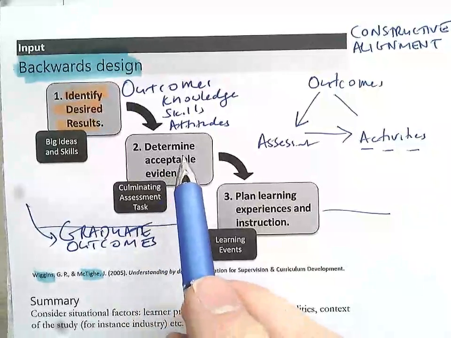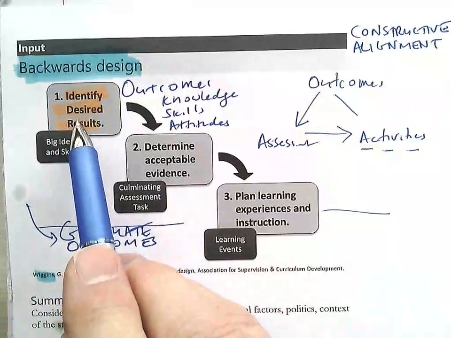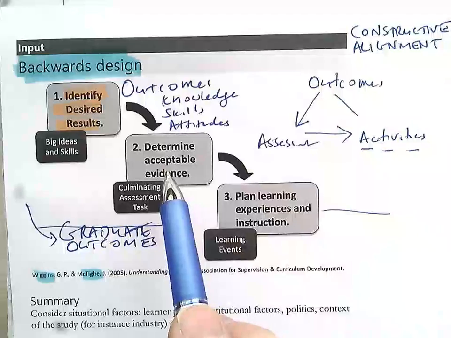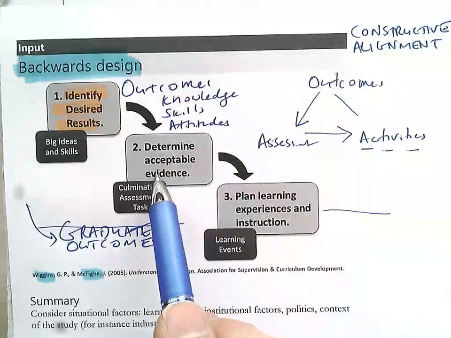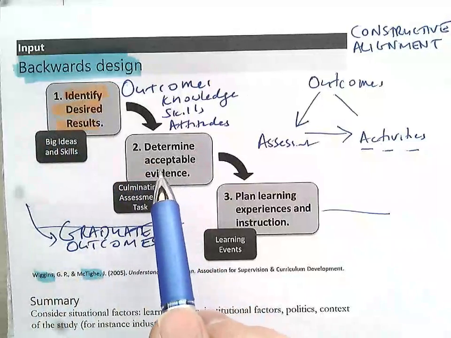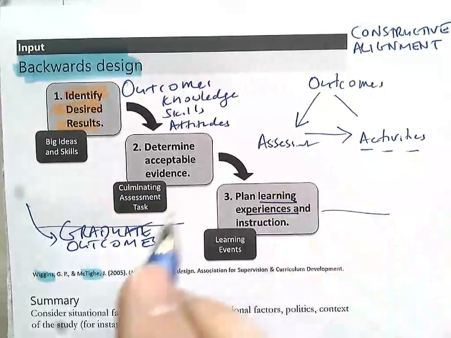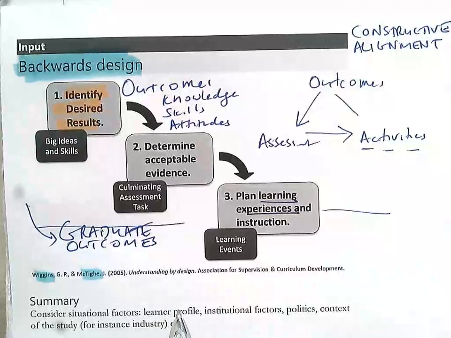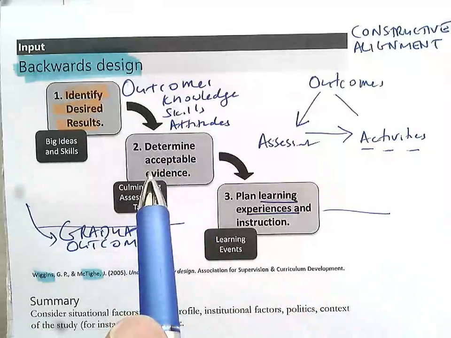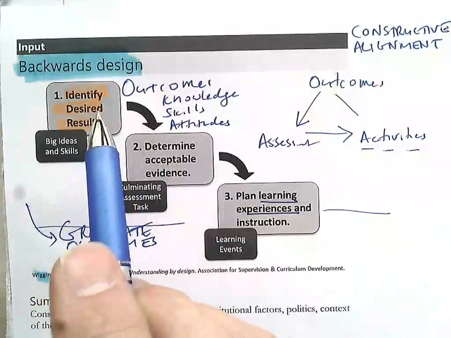Next, you determine the acceptable evidence and build your assessment task around this. If the outcomes are to be able to serve a customer, then your assessment will demonstrate that. It will not be writing about serving the customer. So these outcomes and these assessments need to be aligned, and then you plan your learning experiences to feed back into enabling your students to get the knowledge, skills, and attitudes to pass the assessments and demonstrate their knowledge of the outcomes.